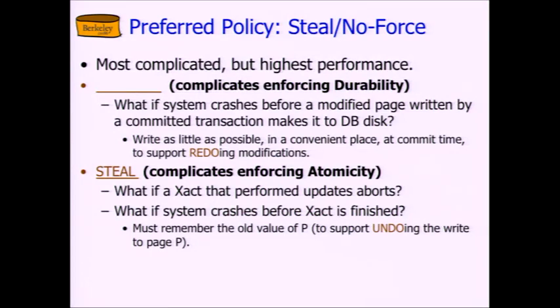And then the steal policy complicates enforcing atomicity because if a transaction that had performed updates aborts, its changes may actually be in the database. That's what steal means: we took buffer pool pages, wrote them back down to the database, and they had uncommitted data on them. In that case, we have to undo that action. And the way we undo it is we make sure that we remember the old value of that page before this dirty write went to it somewhere in a log. Okay, so this log is going to hold redo information for dealing with no force, and it's going to hold undo information for dealing with steal. And by correctly capturing these redos and undos, we'll be able to recover and then guarantee durability and atomicity.